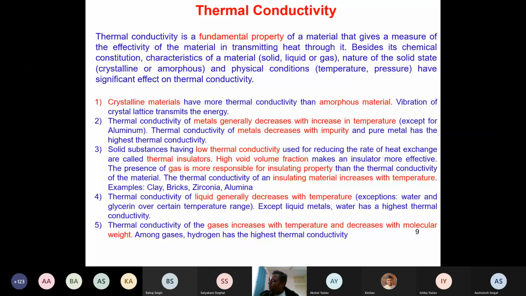Just wait. Let me just check the thermal conductivity of the insulating material. We will check whether the thermal conductivity of the insulating material increases or decreases with temperature. Let me just check it later. Okay. Anyway, let's move to the next slide.